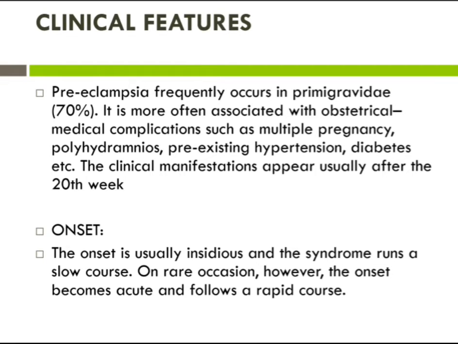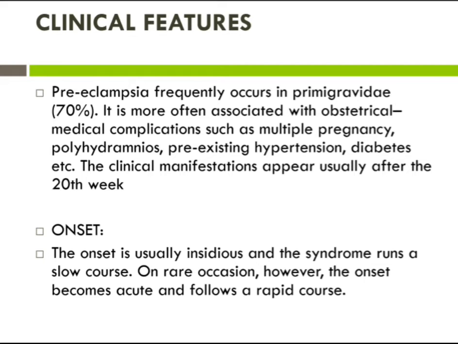Clinical features of preeclampsia. It frequently occurs in primigravida, 70%. It is more often associated with obstetrical and medical complications such as multiple pregnancy, polyhydramnios, pre-existing hypertension, diabetes, etc. The clinical manifestations appear usually after the 20th week.